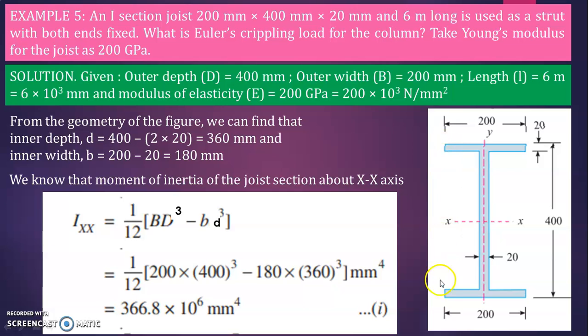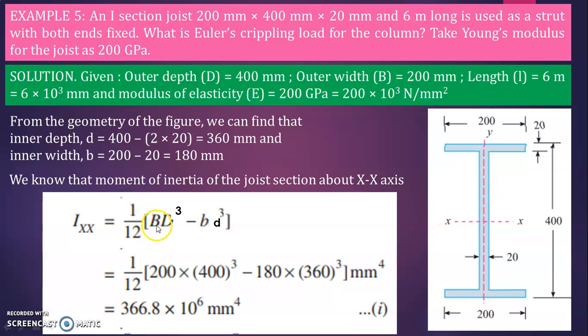First we consider the full rectangular section, that is capital BD cube divided by 12, with capital B and capital D. You have to deduct this portion because we want only the I section. So first it was considered as a rectangular section, and from the rectangular section this portion was deducted. That's why the formula is 1 divided by 12 into capital BD cube minus small bd cube. We deduct the small bd cube portion because we want only this portion.